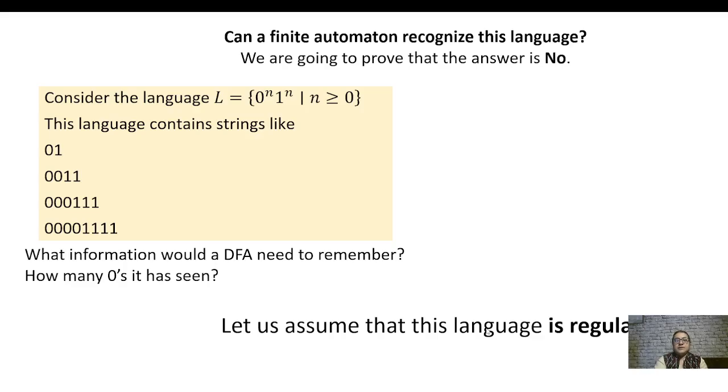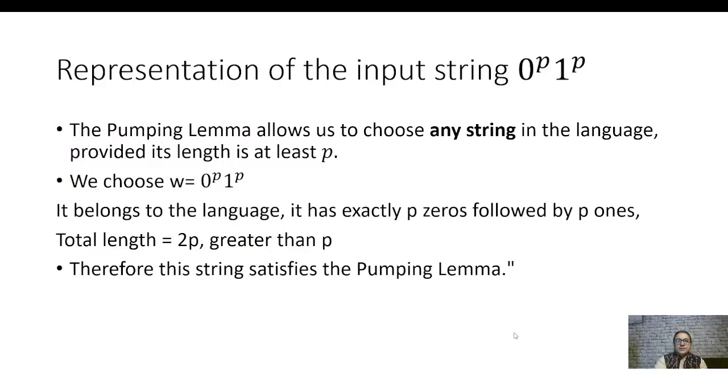What information would the DFA need to remember? Would it have to remember how many zeros it has seen? Yes. And that already sounds difficult because a DFA has only finite memory. In mathematics, many proofs begin with an assumption. So let us assume that this language is regular. If it is regular, then the pumping lemma must hold. That means there exists a pumping length p, such that every sufficiently long string can be pumped.